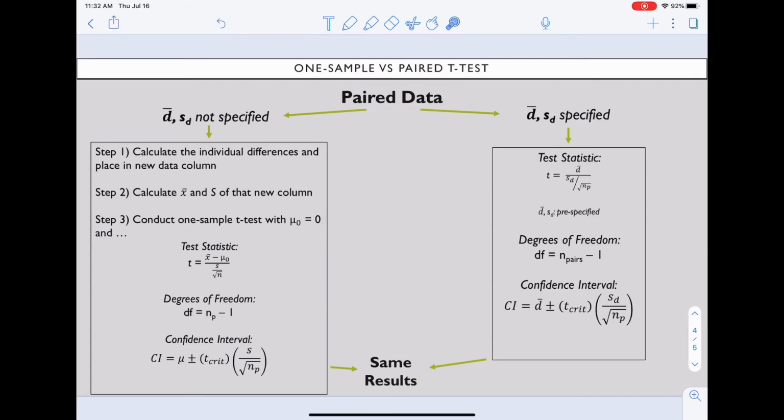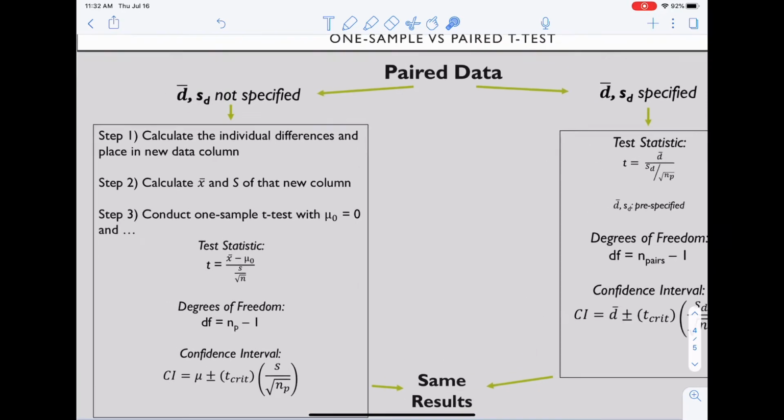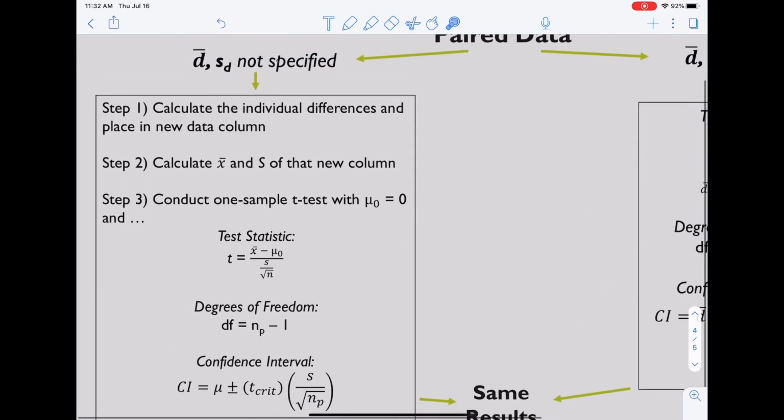Oftentimes, the mean difference and the standard deviation of the difference is given to you. It's specified, or at least I will do that in this class. So then all you want to do is plug and chug, right? This is the paired t-test here. Then you just plug in d bar and s sub d, and do what you normally do for a paired t-test. We've seen that before, and then you get some result. No biggie. But then let me zoom in here too.